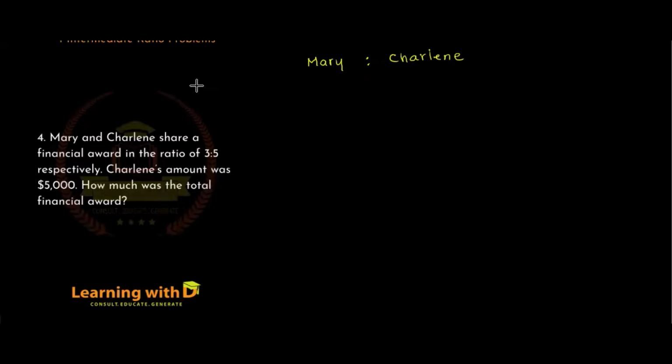All right. So Mary and Charlene share a financial award in a ratio of 3 to 5, respectively. Remember, respectively means in that order. So 3 for Mary, 5 applies to Charlene. Charlene's amount was 5,000. How much was the total financial award? Again, you want to pause this right quick. Give it a try. I'll be here when you get back.